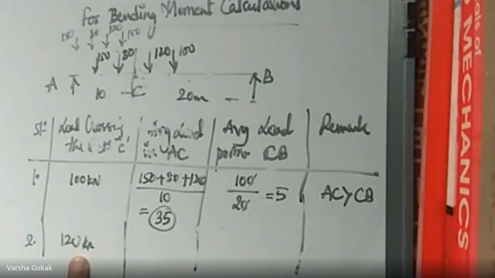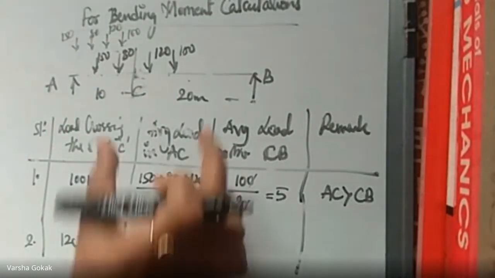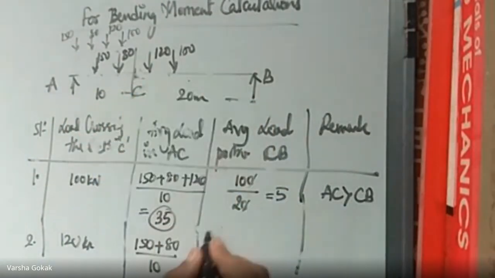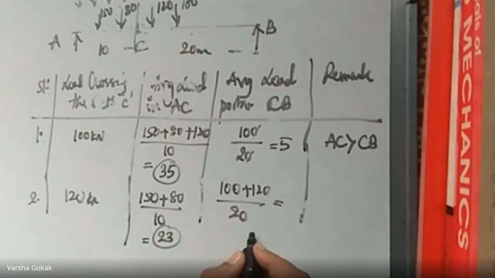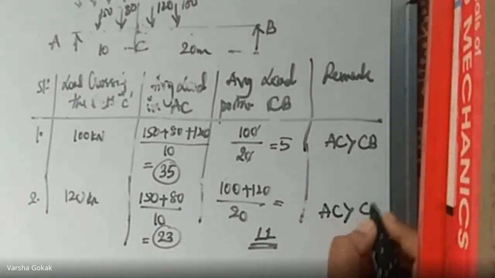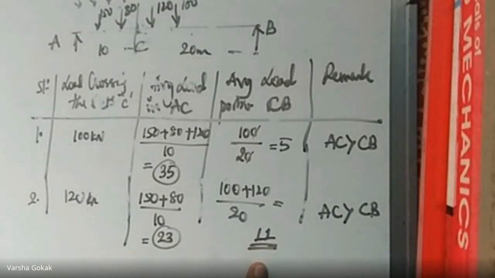So when 120 crosses, what is the average load in AC going to be? 150 plus 80 divided by the length, that is 10. And the average load in CB is going to be 100 plus 120 divided by 20. How much is this, please? 23, and this is 11. Okay, again, the AC portion is more than CB. AC value is more than CB.